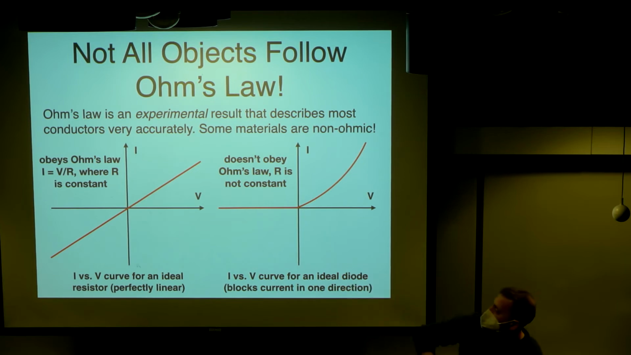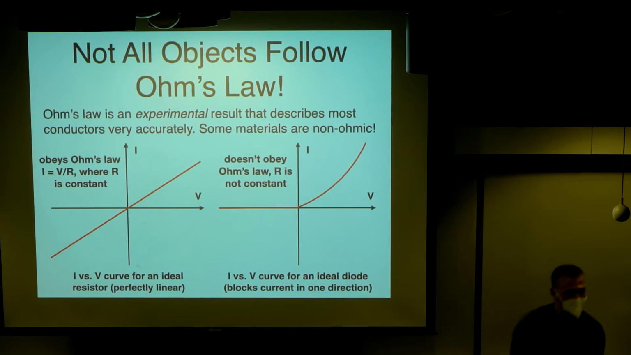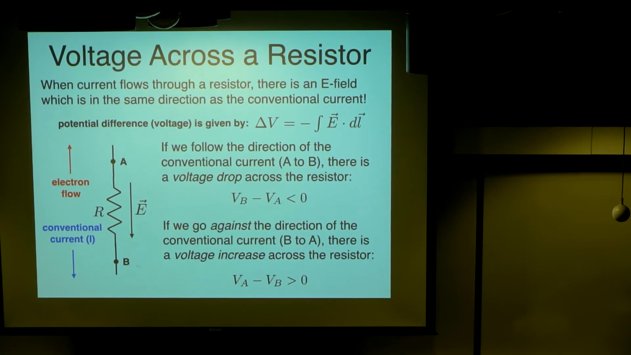So not everything follows Ohm's law, but ideal resistors do follow Ohm's law. So specifically, we want to use Ohm's law when it applies to resistors, but not other things. Does that make sense? Okay, so with that in mind, let's talk about how we can really visualize the voltage drop that occurs across a resistor.